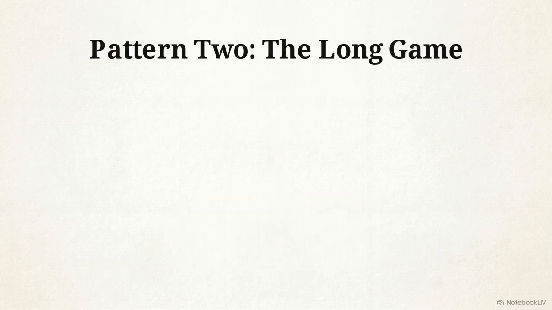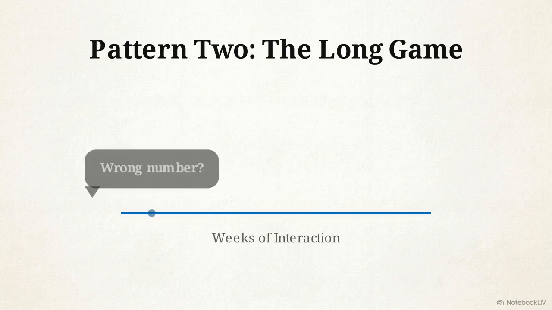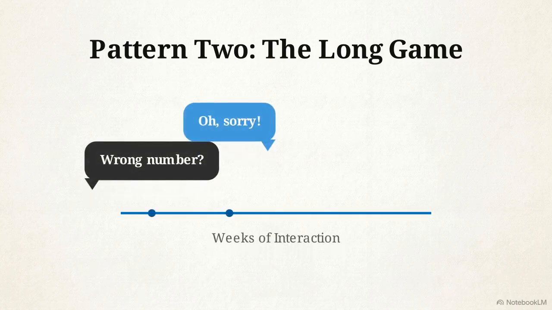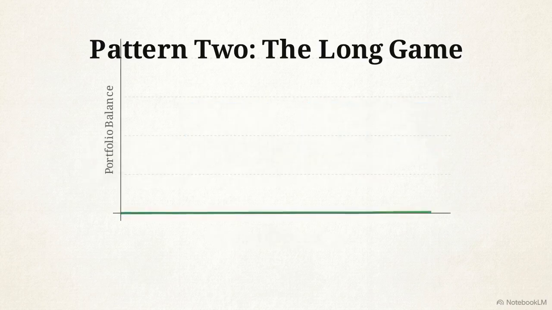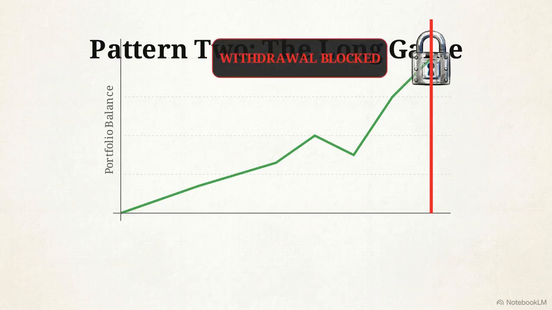Pattern 2 is the long game. A stranger sends a wrong number text, apologizes, and then builds a friendship over several weeks. Eventually, they suggest a trading app where your balance appears to grow, but you hit a locked withdrawal gate once you try to take the money out.